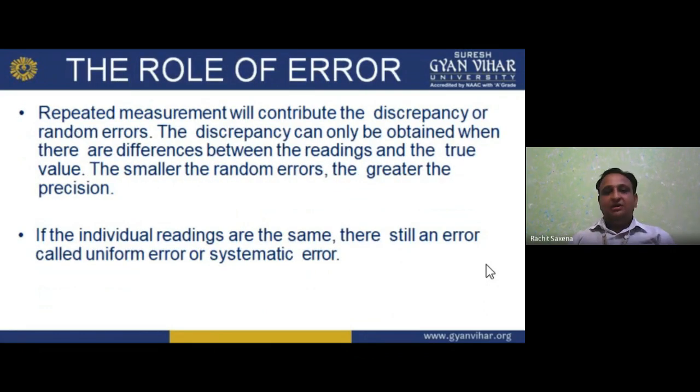The rule of error: repeated measurement will contribute discrepancies or random errors. The discrepancy can only be obtained when there are differences between the readings and the true value. Repeated means we are measuring once again. So repeated measurement will contribute the discrepancy or random errors, the differences between the readings we get and the true value.